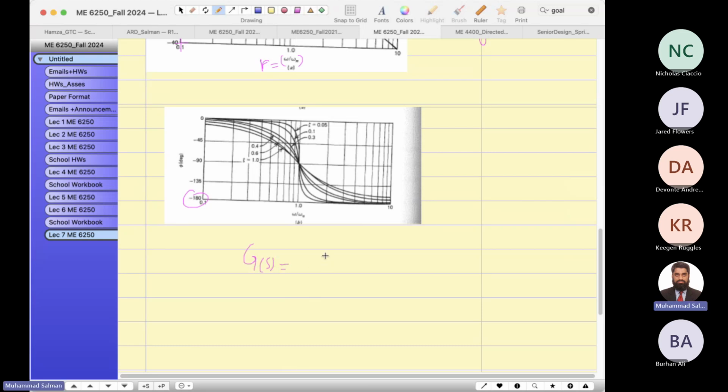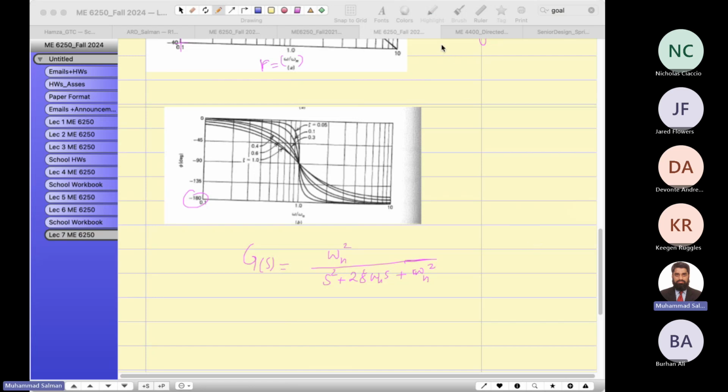The underdamped model can be written as omega n squared over s squared plus 2 zeta omega n s plus omega n squared. Now this concept is leading us to the new concept of resonance and the bandwidth.